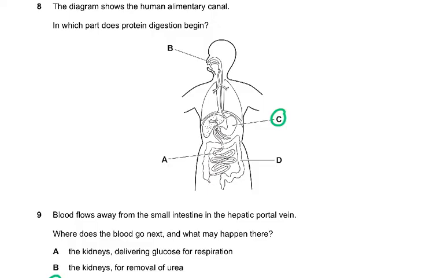Going on to question number 8, the diagram shows the human alimentary canal. In which part does protein digestion begin? Naturally, it's the stomach, because in the mouth we only have the salivary amylase. In the stomach we have the pepsin.